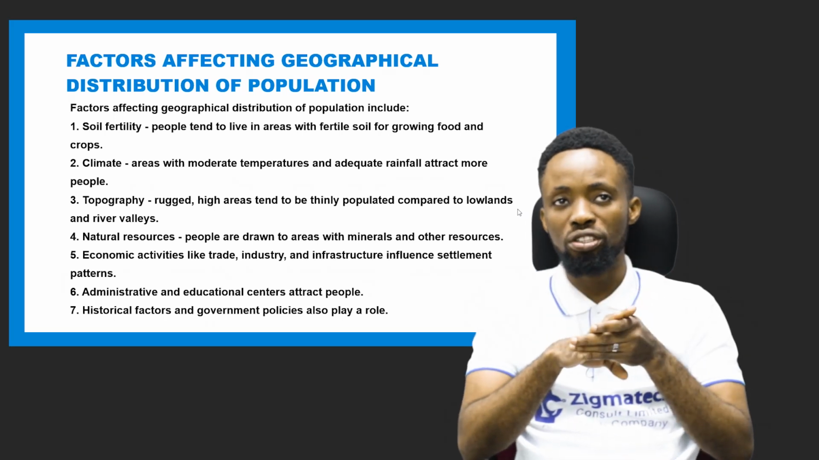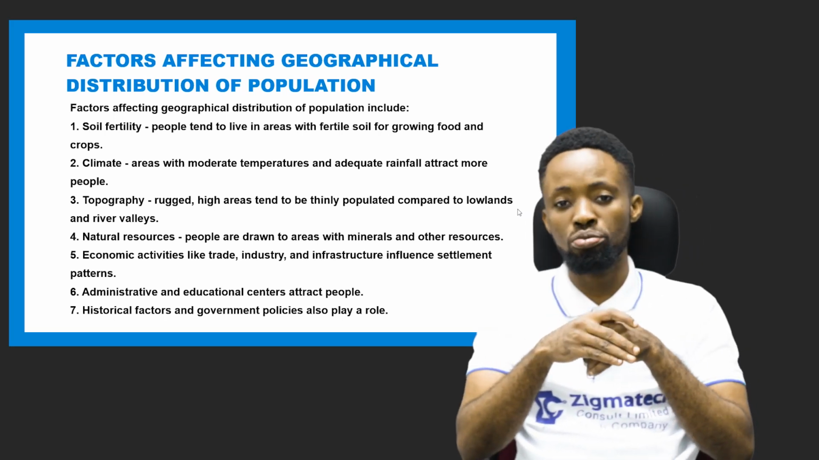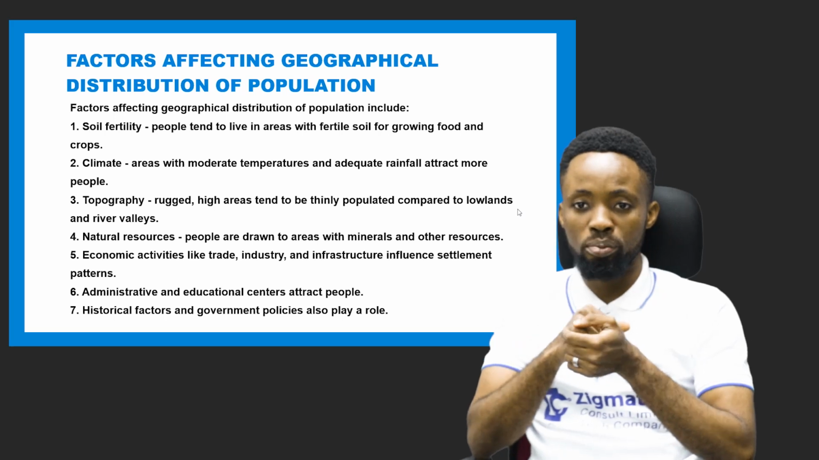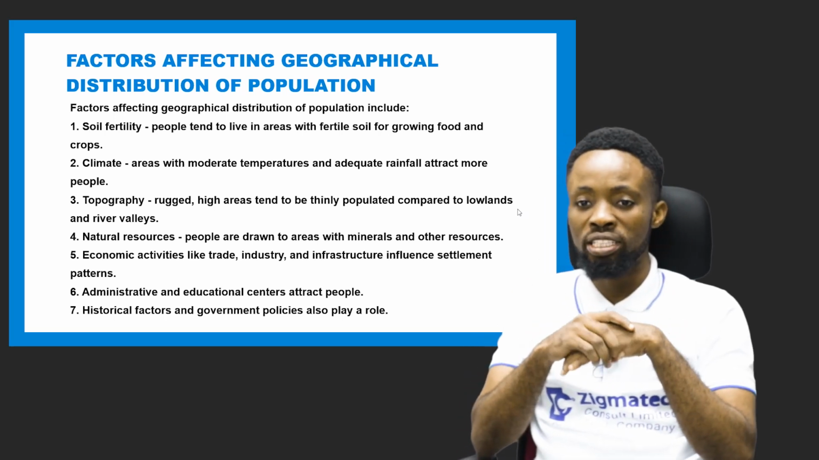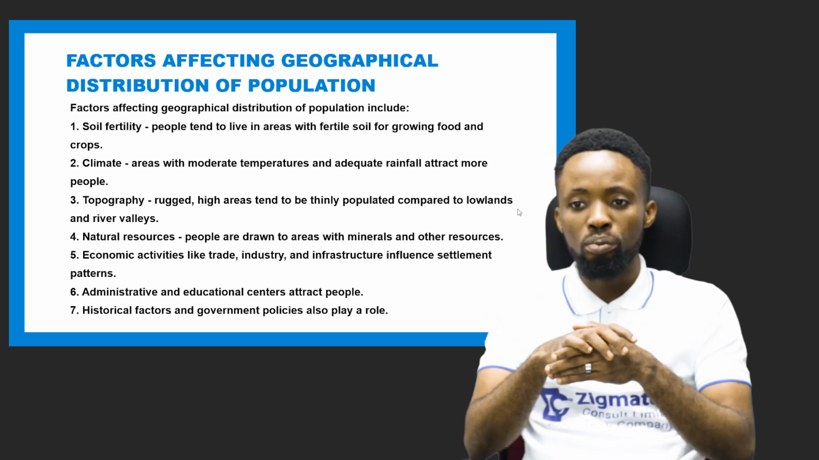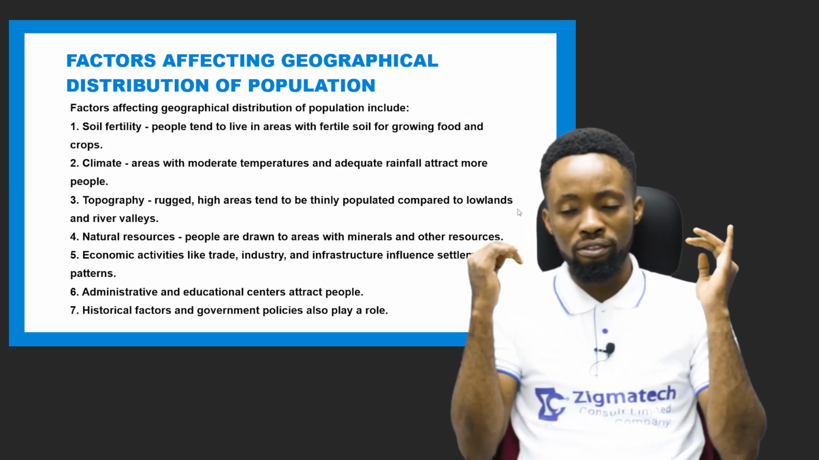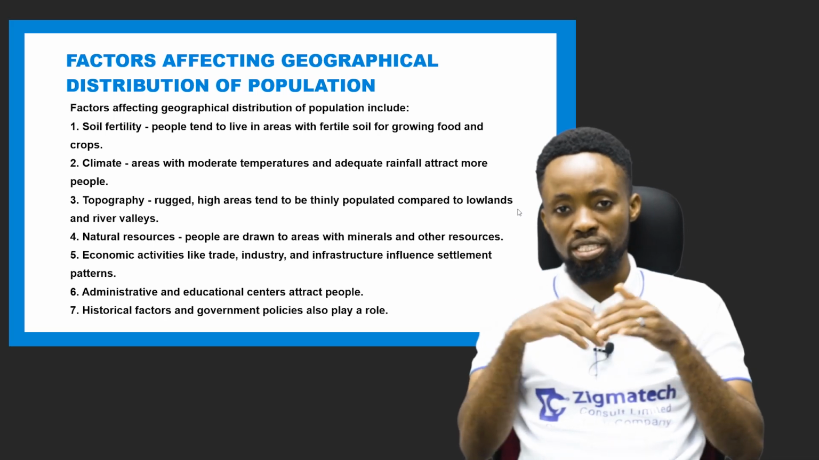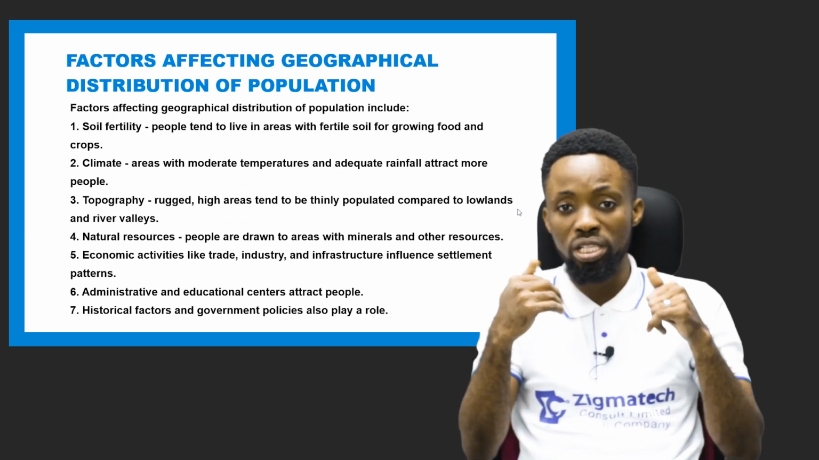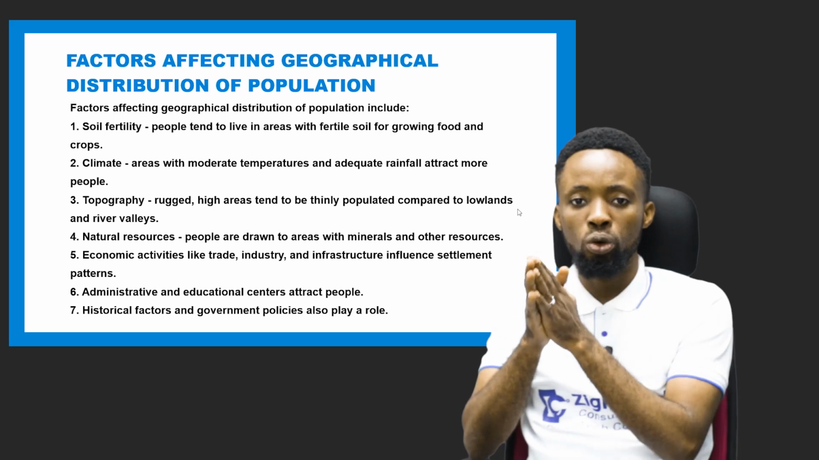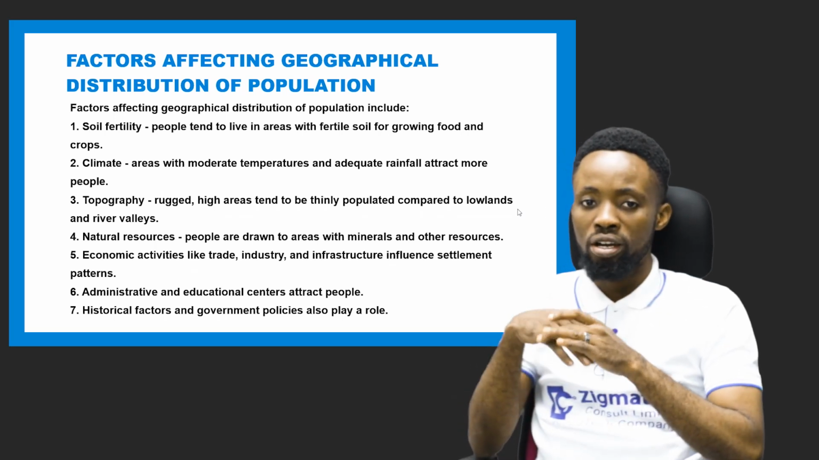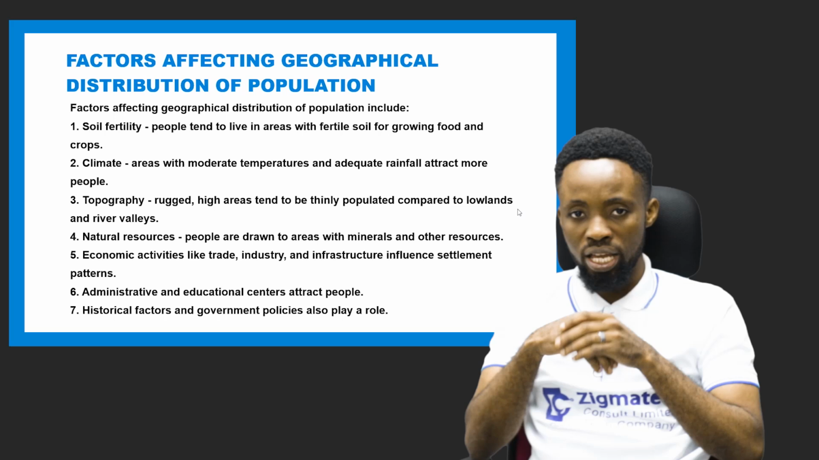Then the next factor that can affect population distribution is topography. Now the appearance of a particular place, the structure of a particular piece of land, can actually hamper the population size of that place. Places that have a rugged topography, places that are on a high landscape like highland areas or mountainous or hilly regions, tend to have a low population compared to places where we have lowlands and river valleys. Now, a good scenario is the Eastern Highland.